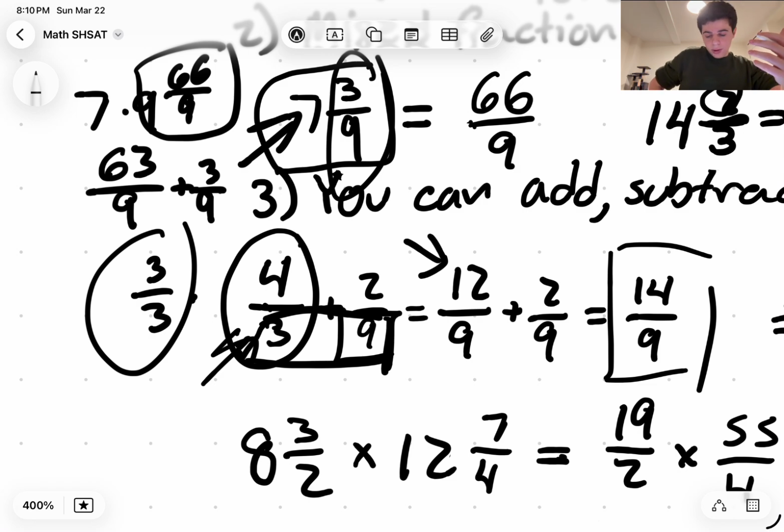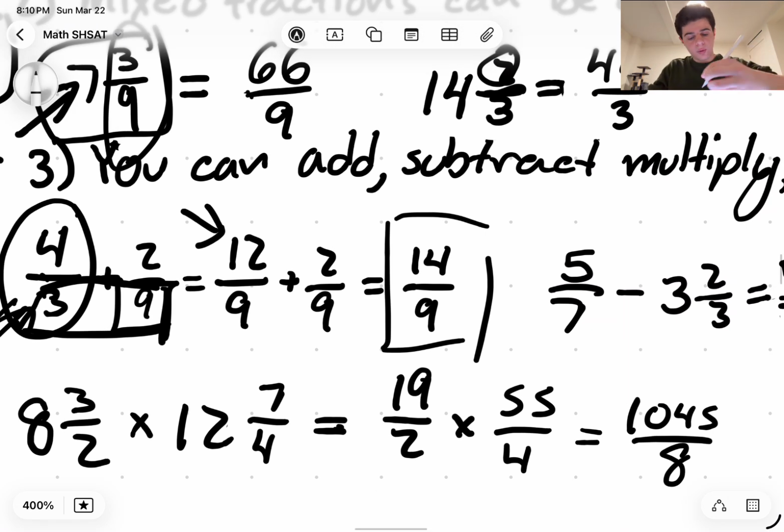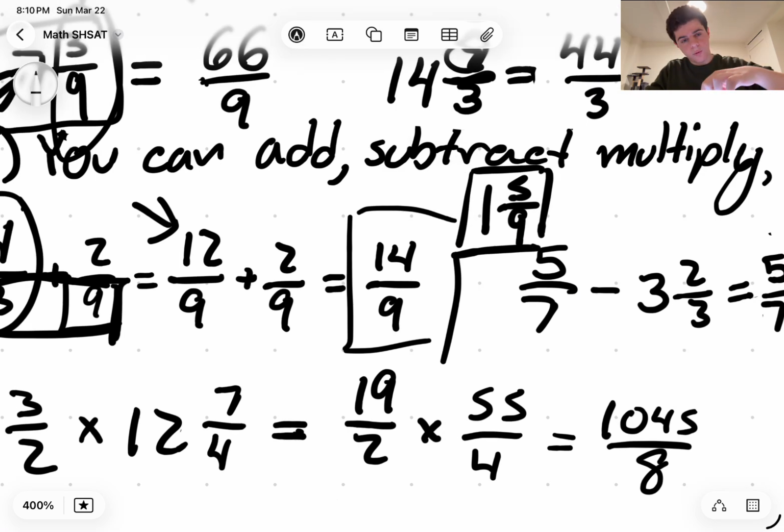And if you want to turn it into mixed form, how many times does 9 go into 14? 1. And then what do we have left over? 5/9. So that is the equivalent form in mixed form.